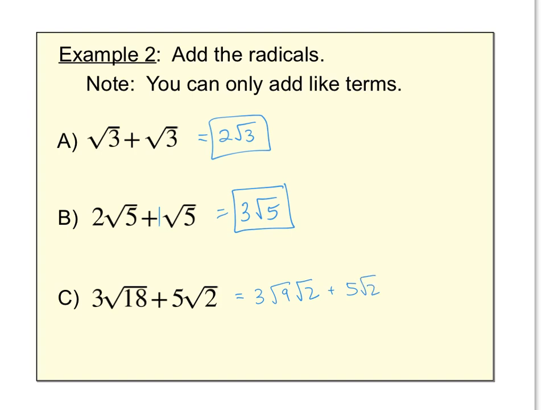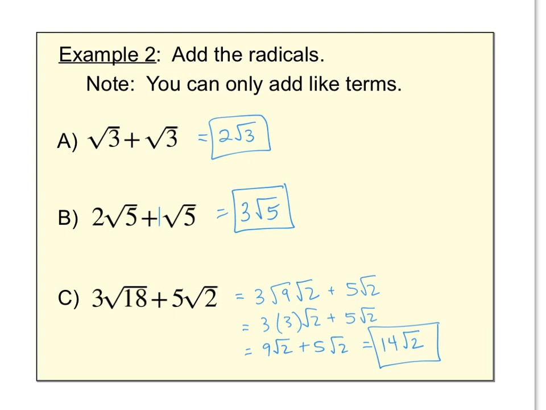Now the square root of 9 is 3. And so this is really 3 times 3 root 2 plus 5 root 2. But 3 times 3 can be simplified. So I have 9 root 2 plus 5 root 2. And those are like terms. So when I add those together, I get 14 root 2. And root 2 is as simplified as it can go. And so that is my final answer.